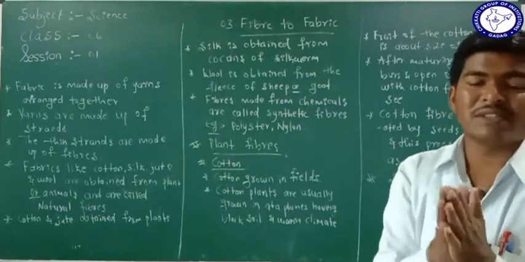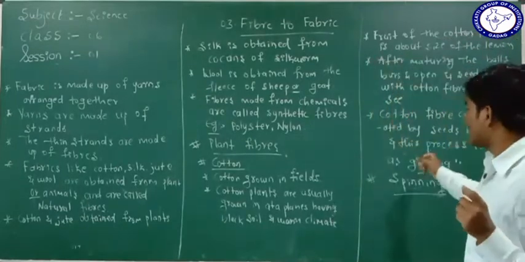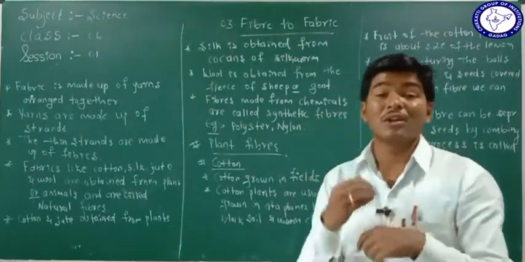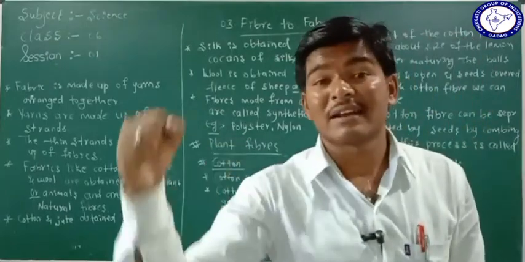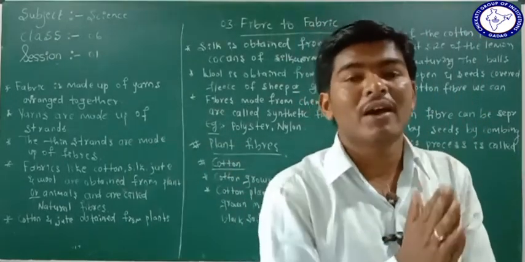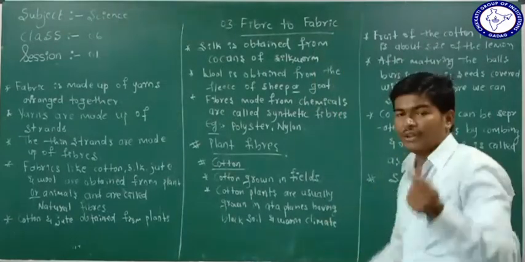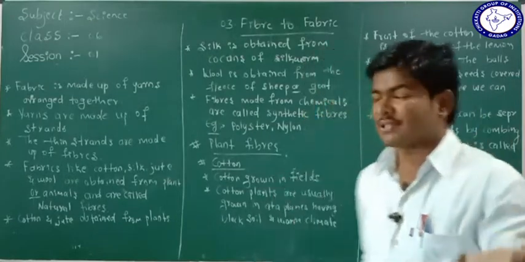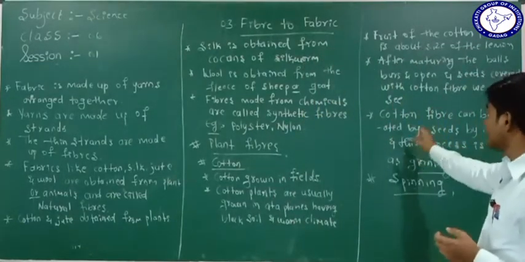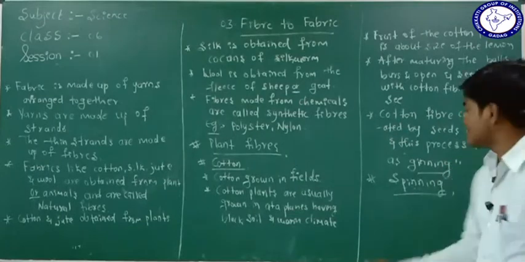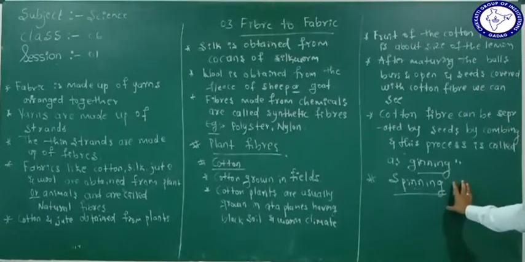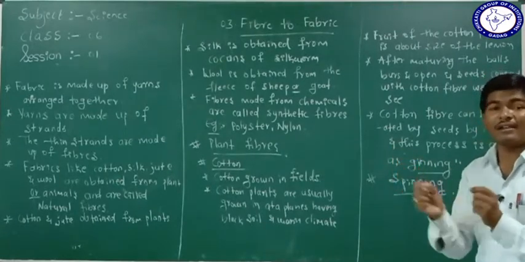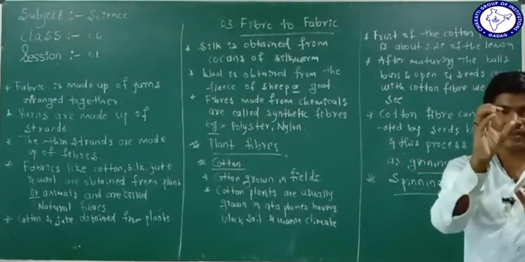To convert this cotton into a yarn, sometimes we use needles and also an instrument called a charka. By using charkas, we convert this cotton into single yarns. So the process of conversion of the cotton into yarn is nothing but spinning. What is spinning here? The process of conversion of cotton into yarn.